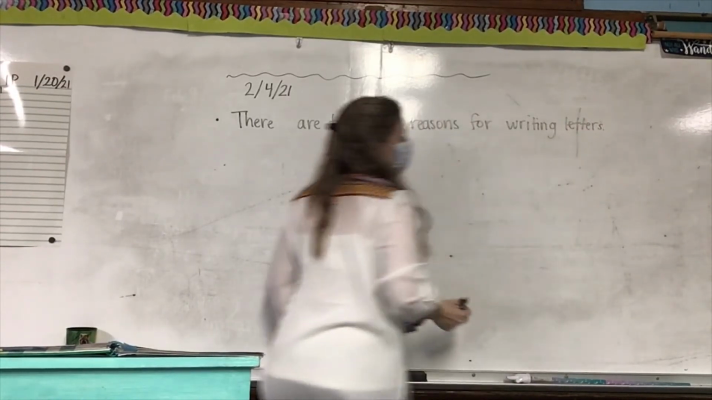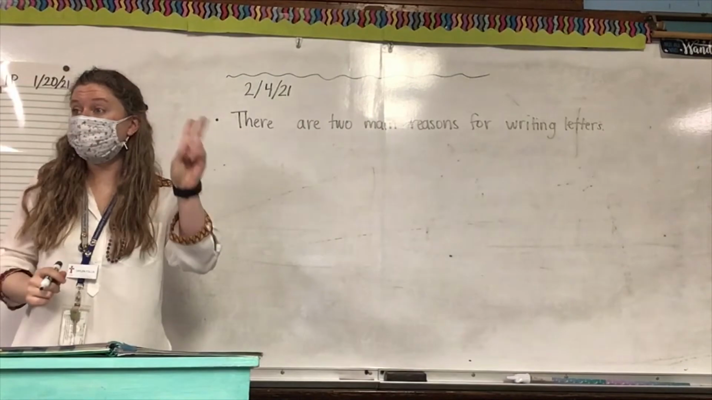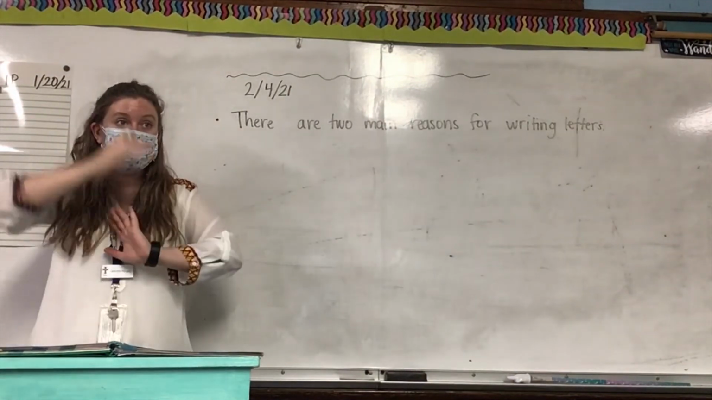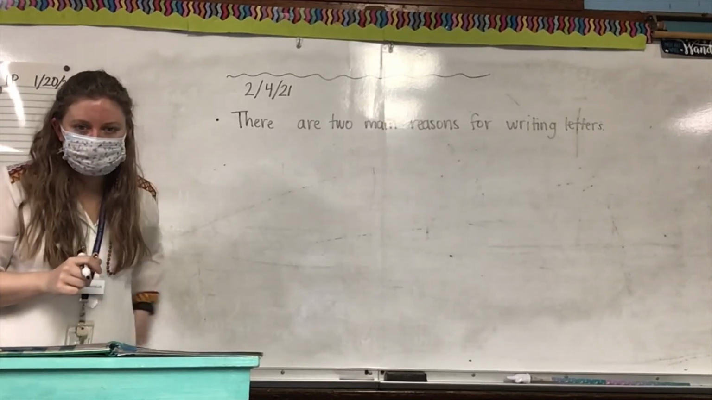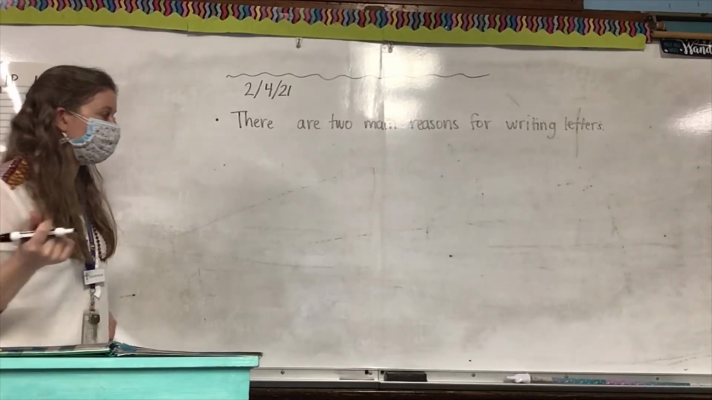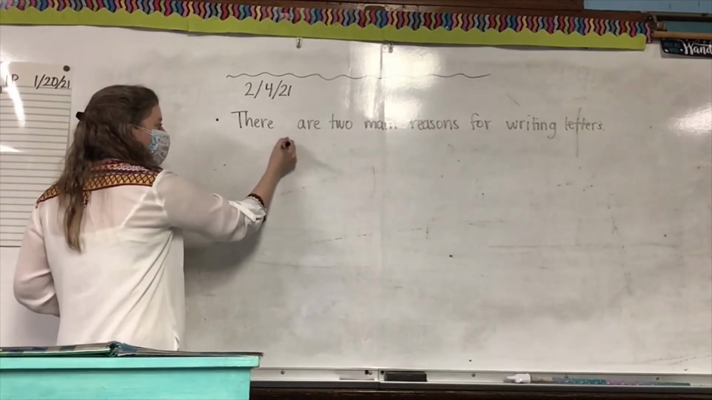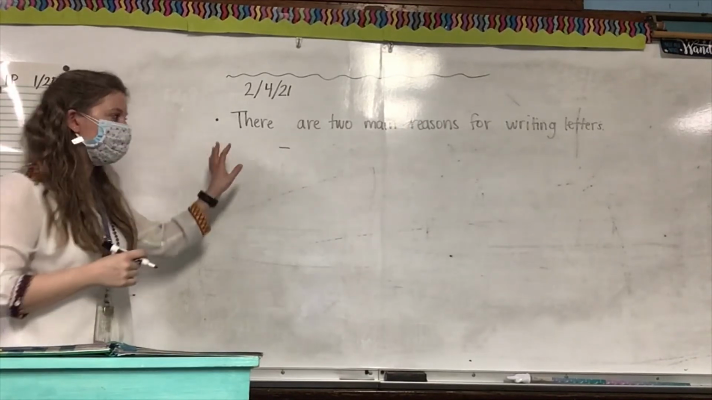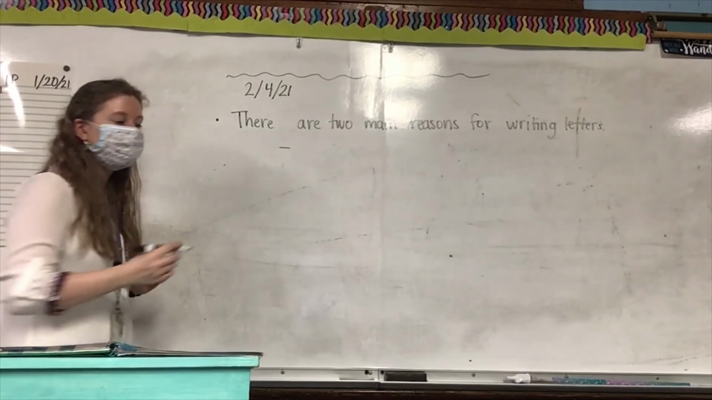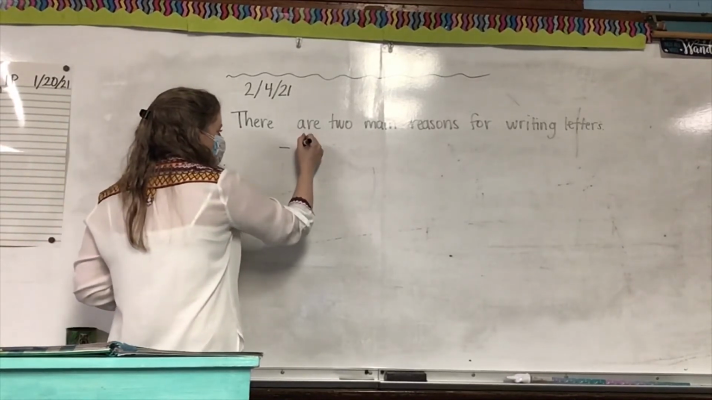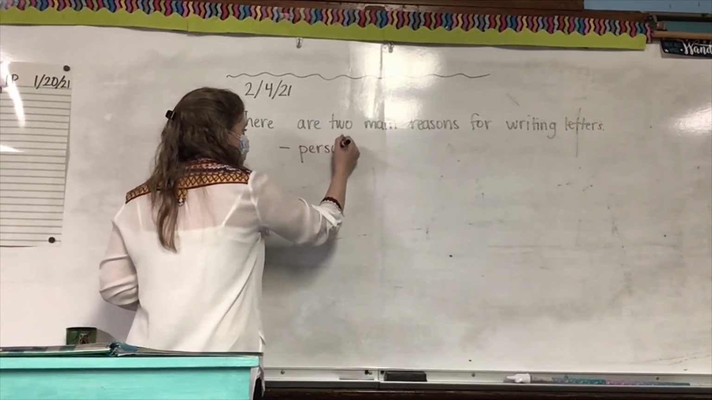letters. There are two main reasons for writing letters. Now that means there are more than two, but there's two main reasons. There's two reasons we're going to learn about for writing letters. Put a little bit of an indentation. That means space between the pink line and where your little dash is. The first main reason is personal.